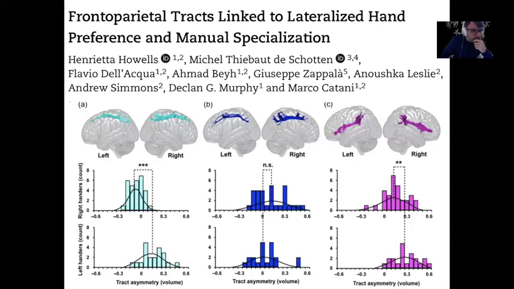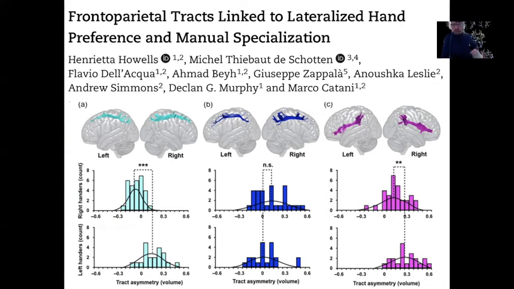However, when you start looking at the frontoparietal networks, you see a significant difference between right-handers and left-handers for the dorsal frontoparietal network and for the ventral frontoparietal network, and not really for the SLF2. So with the same logic, she thought, oh, this is interesting. It looks like those tracts somehow support the relationship with handedness.